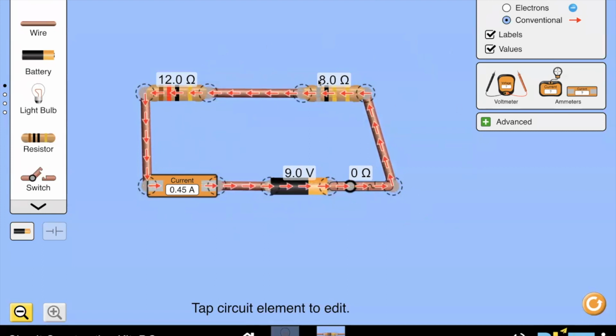So let me write that here. Total circuit resistance is equal to 20 ohms. Now the total voltage is the voltage of the battery, and that is 9 volts. And we will be using V is equal to I into R to determine the value of current.